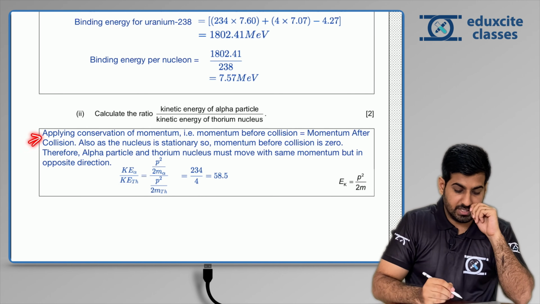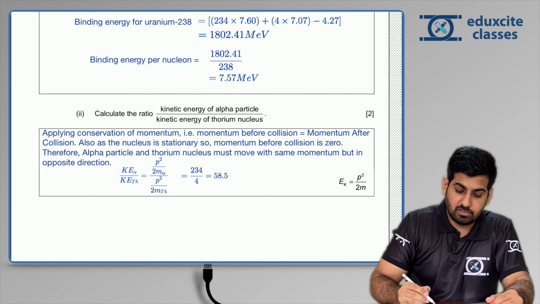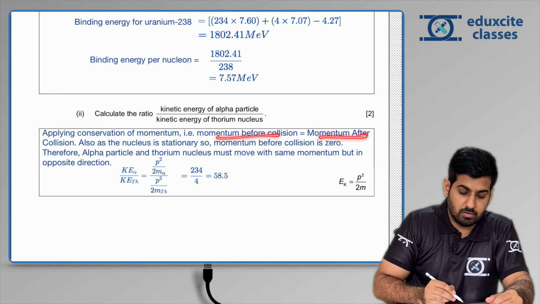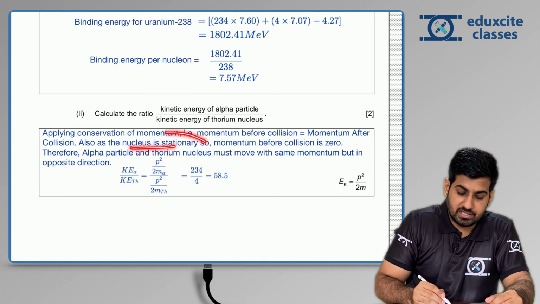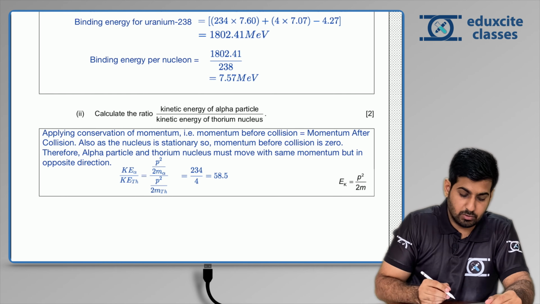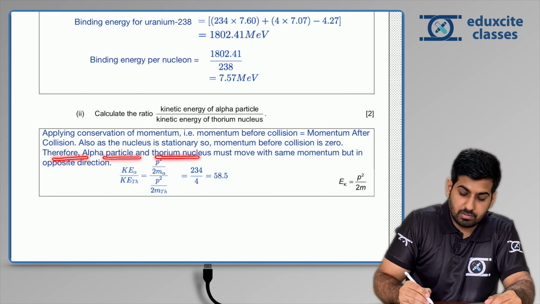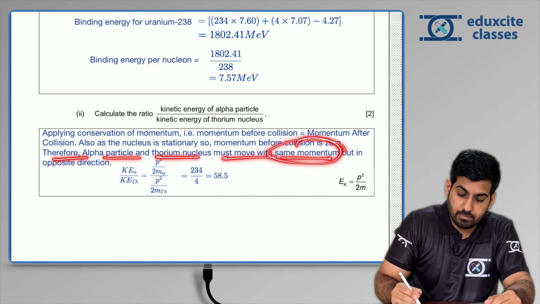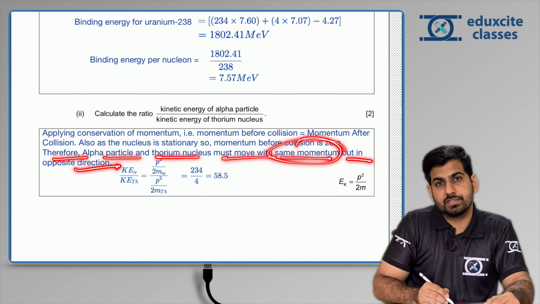So this is what I have mentioned here. Applying the conservation of momentum, before collision must be equal to after collision. The nucleus is stationary, so momentum before collision is 0. Therefore the alpha particle and thorium nucleus must move with the same momentum but in opposite direction.